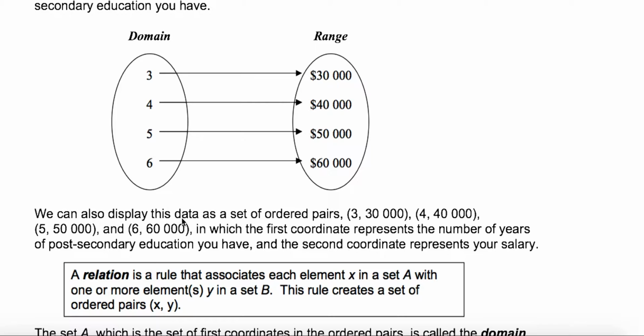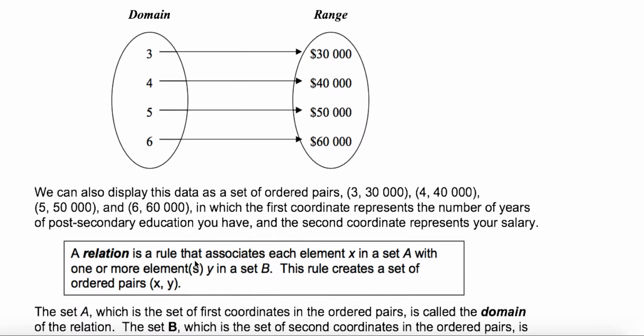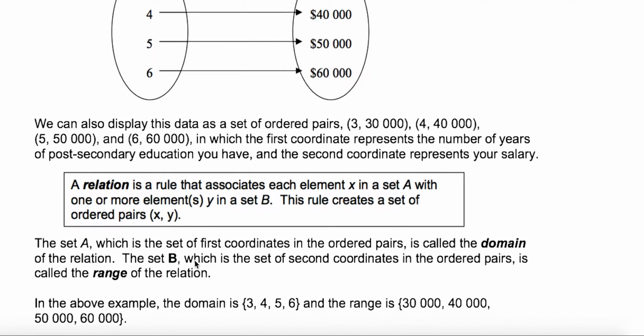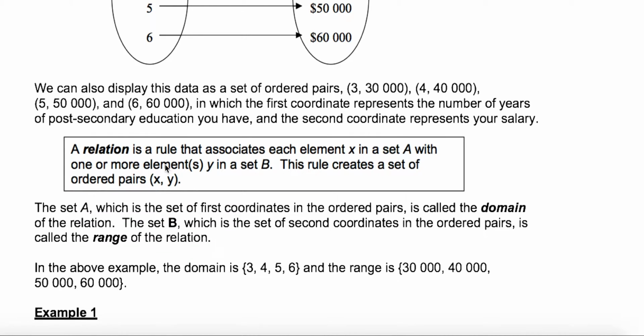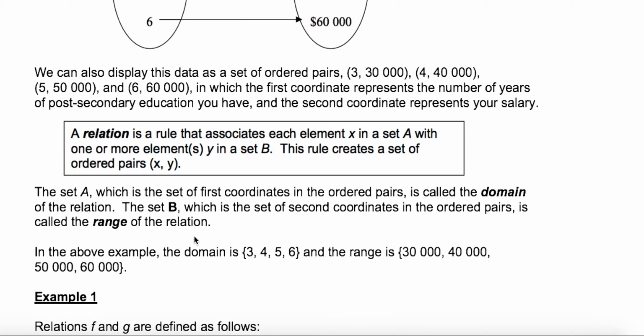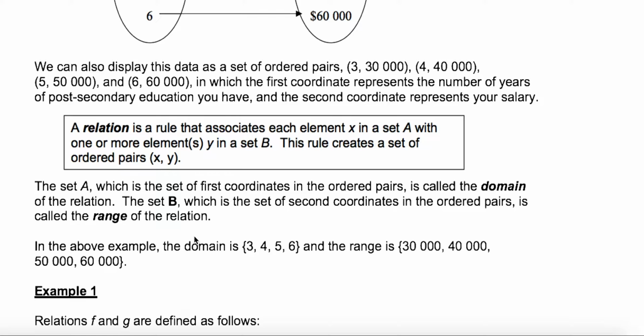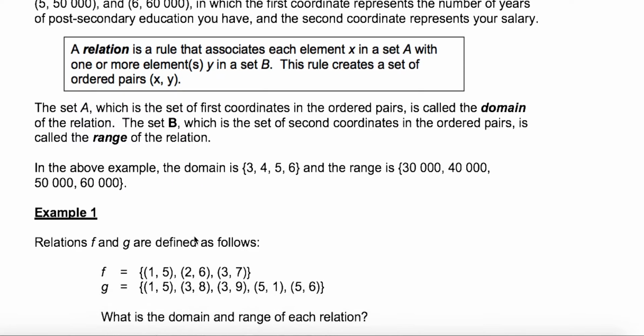We can also display this data as a set of ordered pairs, and you're familiar with ordered pairs, always x and then y for an ordered pair. The first coordinate here would represent the number of years, and the second coordinate would represent the salary. So a relation can really be anything where we are relating elements x in a set A with one or more elements y in a set B. This rule creates a set of ordered pairs. So if we have any set of ordered pairs on a graph, we can call it a relation.